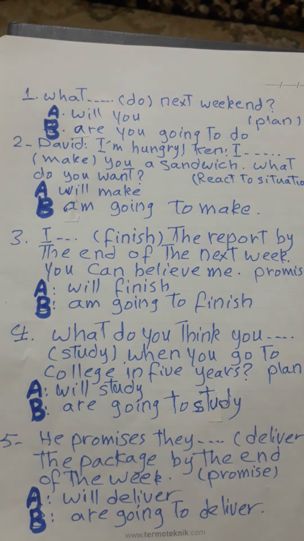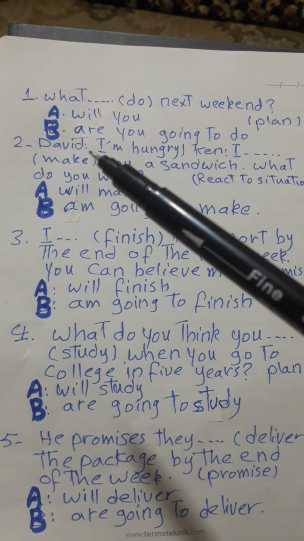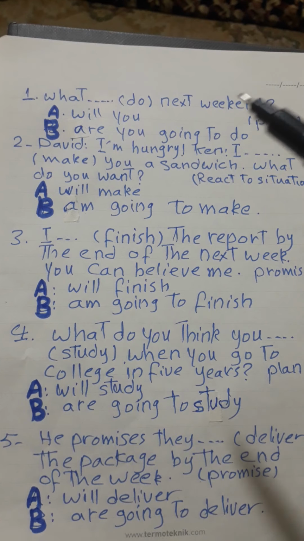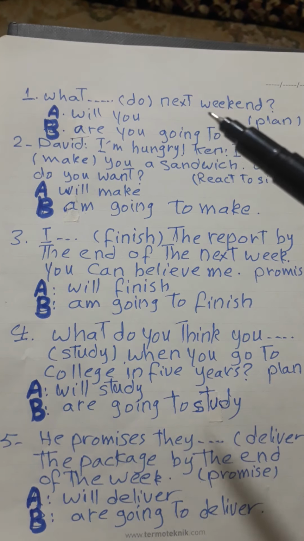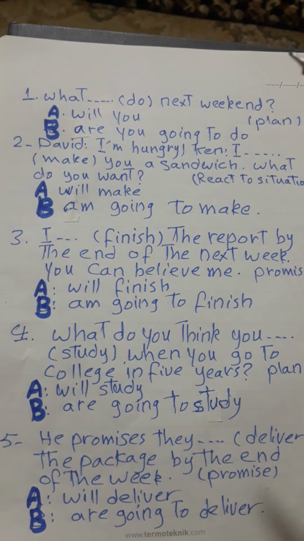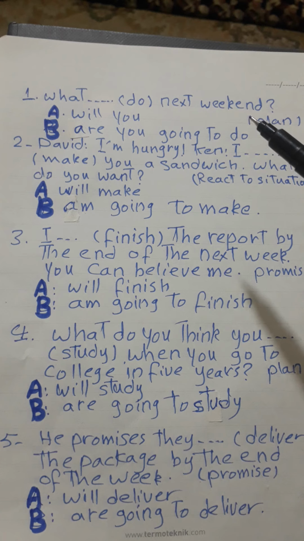Let us come to some examples. These are exercises, and let us check them one by one. For instance, what will you do next week, or are you going to do? Since we have next week, do you see, this is a kind of arrangement. Here we have an arrangement. What are you going to do next week? This is a plan.